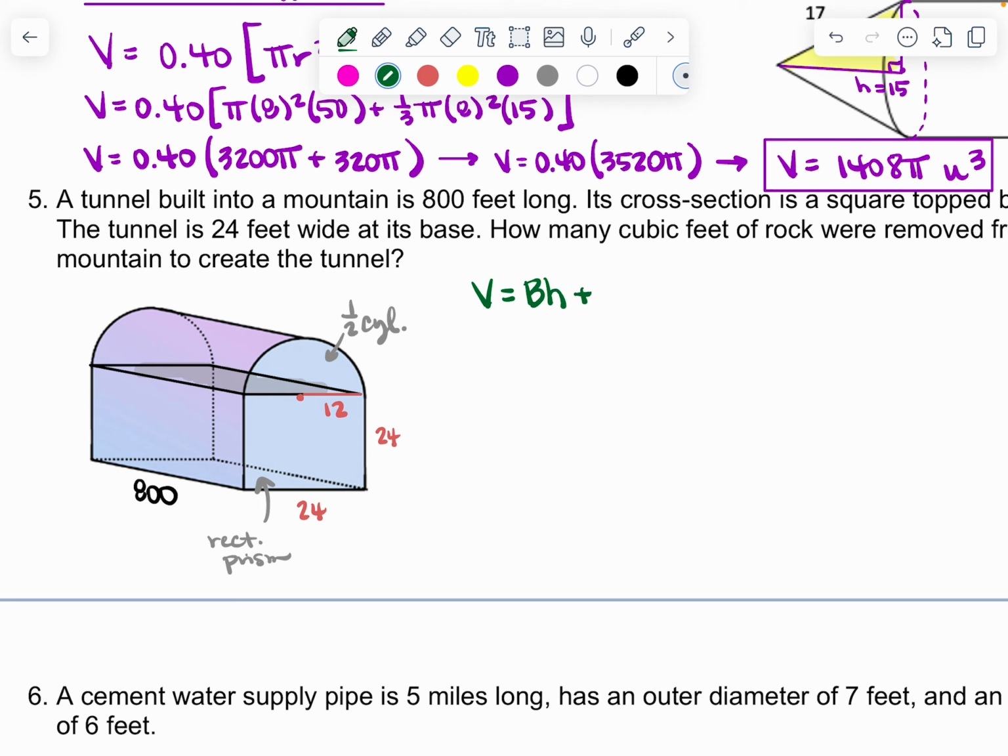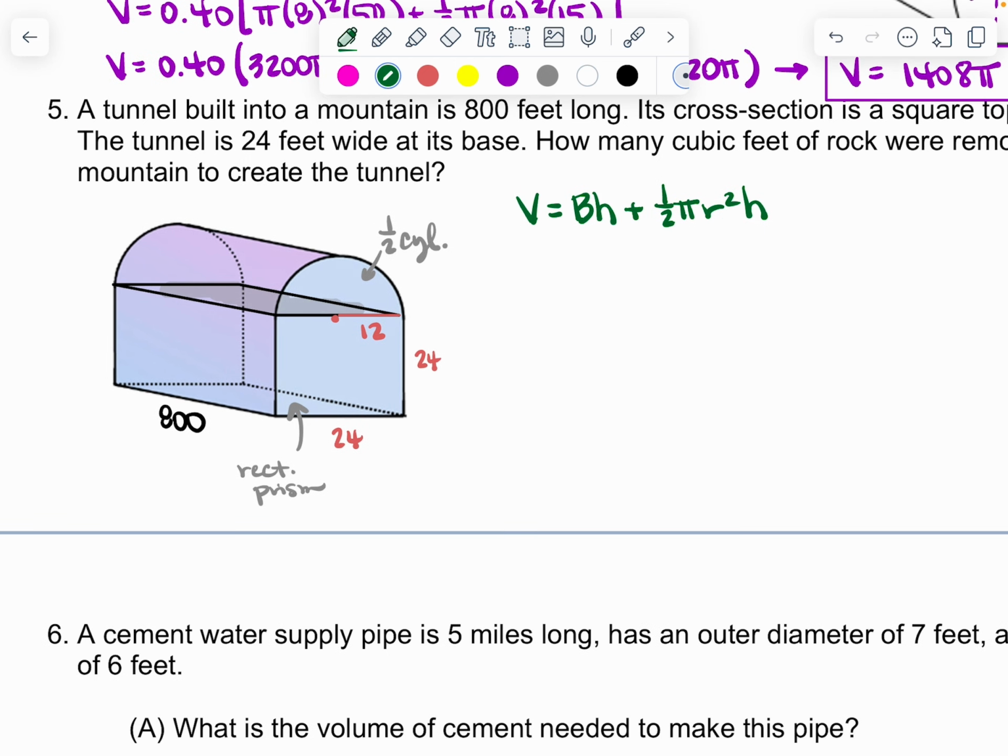So we just need to get our formulas going. The volume formula for a prism is area of the base times height. And the volume formula for a cylinder is pi r squared h, but I only want half of it, so 1/2 pi r squared h. Now as far as the capital B goes, remember with rectangular prisms, you can have any side you want be the base. If it's okay with y'all, I'm going to choose the front and the back to be my bases.